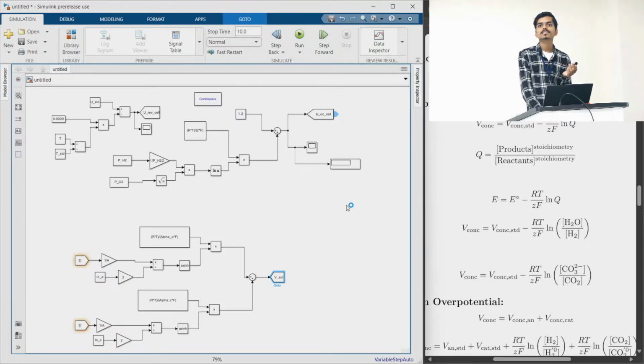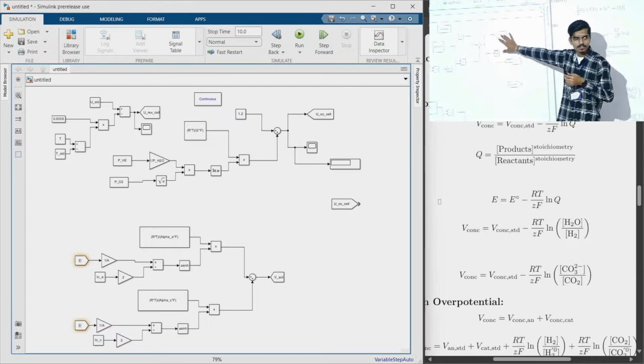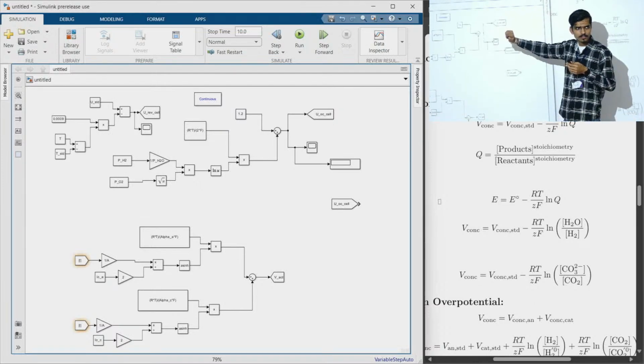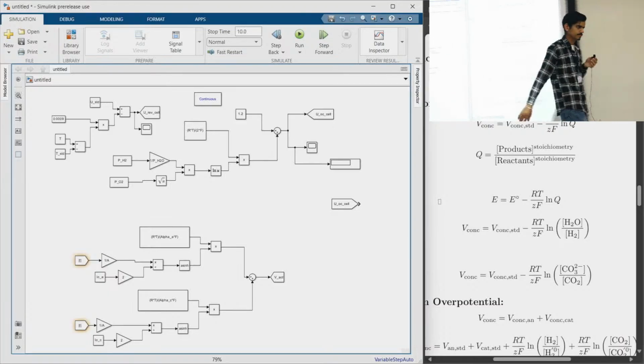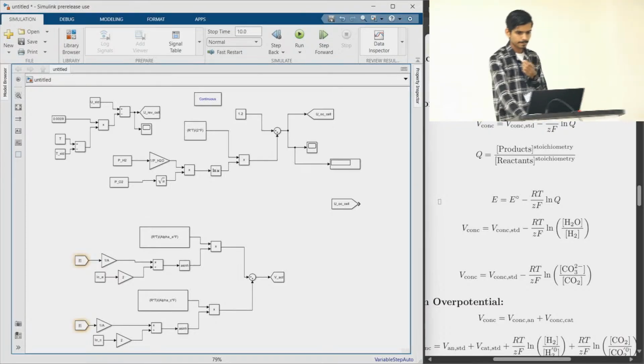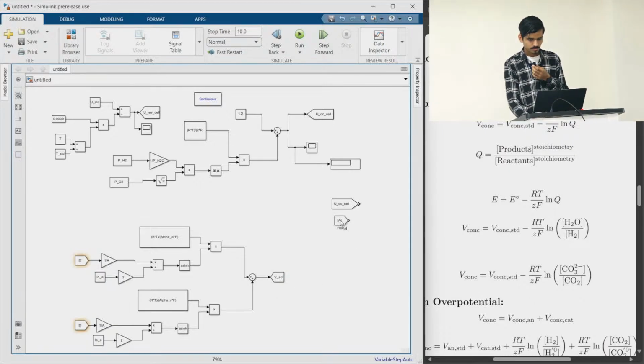No ma'am, V concentration. This is V act. First of all, we calculated here V open circuit. Which one did you change from concentration to activation? They are asking that. Yes, ma'am, this second one is activation only. Yes, ma'am. Okay, sir.